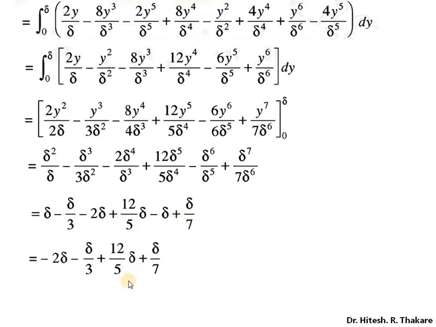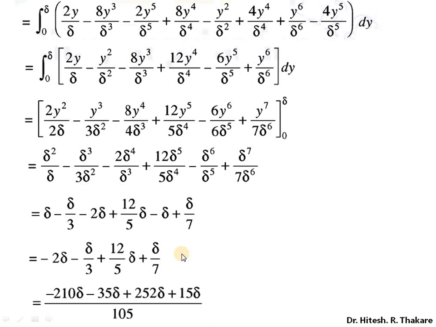Now, in this case, the least common multiple is 105. So we need to take care such that the denominator of all the terms should be 105. So multiply by 105 for the first term. So we get minus 210 delta. In this case, what we need to multiply is 105 divided by 3. So 3 3s are 9 and 3 5s are 15. So we need to multiply by 35 over here.